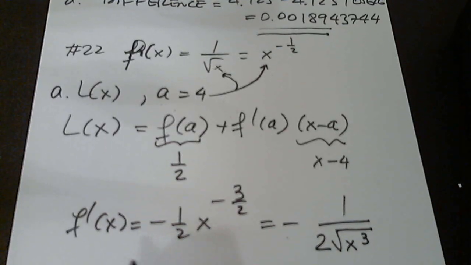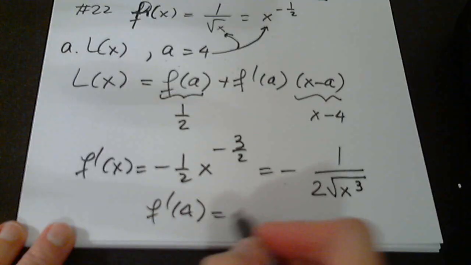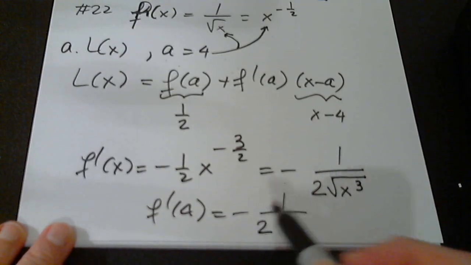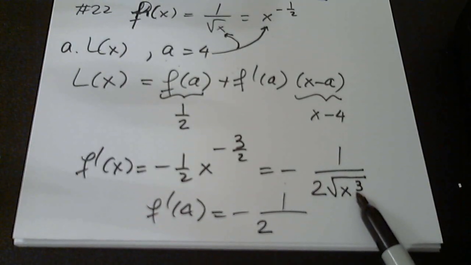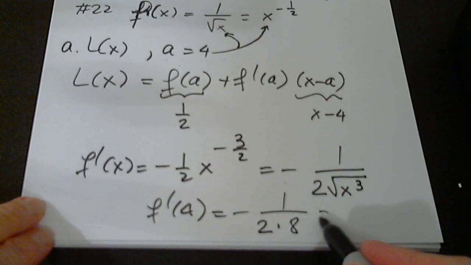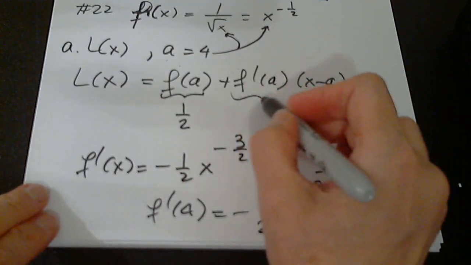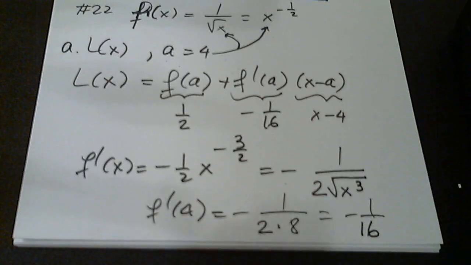So now we're going to plug in 4. So f prime of 4 is negative 1 over 2 times the square root of 64. The square root of 64 is 8. So this is negative 1 over 16. So this piece is negative 1 over 16.